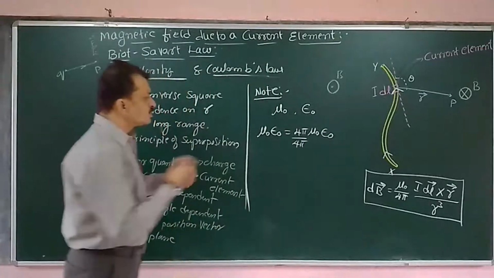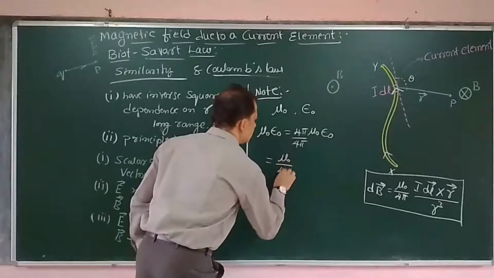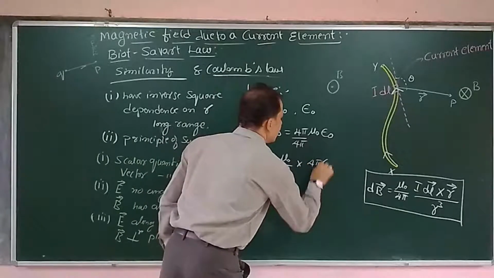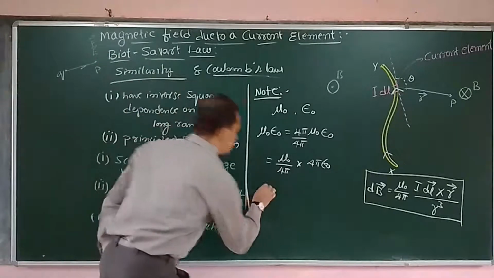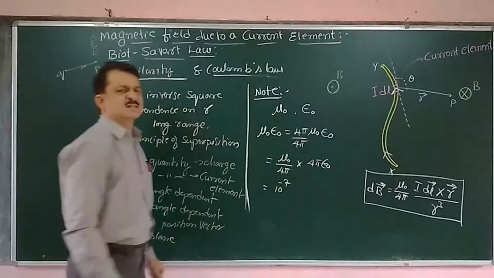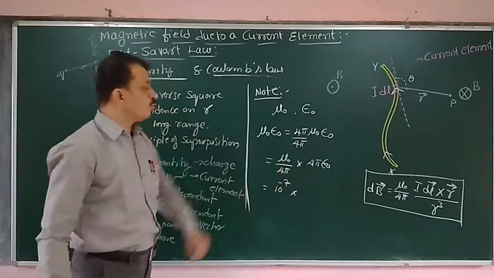Clear? Now just rearrange the terms. I am rearranging them: mu naught divided by 4 pi into 4 pi epsilon naught. Now we know the value of this one. Mu naught divided by 4 pi is 10 to the power of minus 7, just as we have studied. Into what is the value of 4 pi epsilon naught?